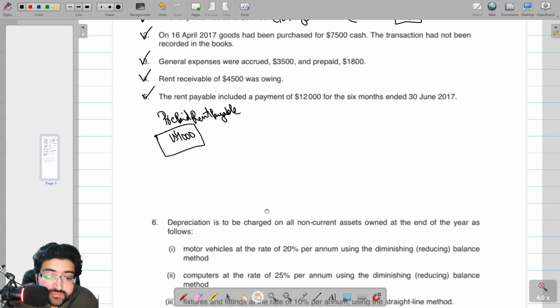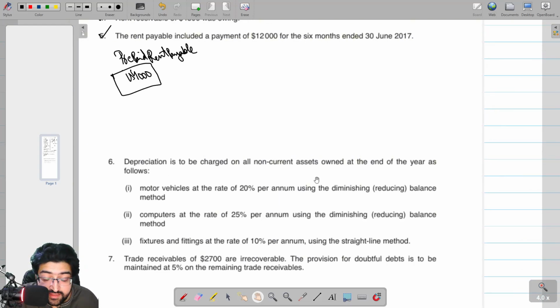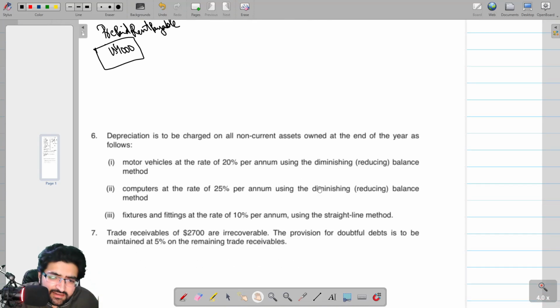Moving on to depreciation. We have calculated these in this chapter only. You can go back and see the working in detail. Oh, never mind. Let's do this again. Depreciation is charged on all non-current assets at the end of the year as follows. Motor vehicle using reducing balance method. Computers using reducing balance method, and then fixtures and fittings using straight line method.